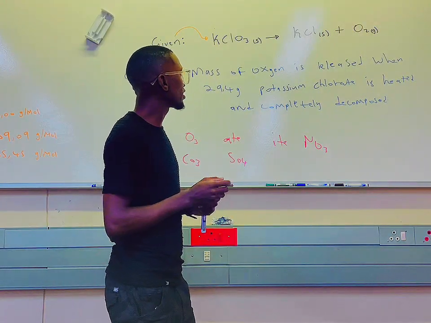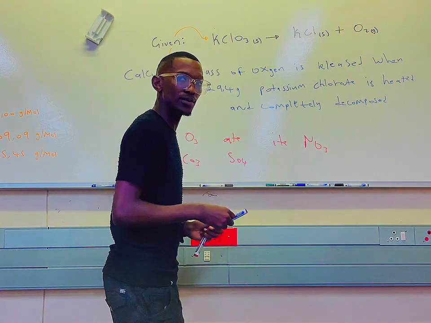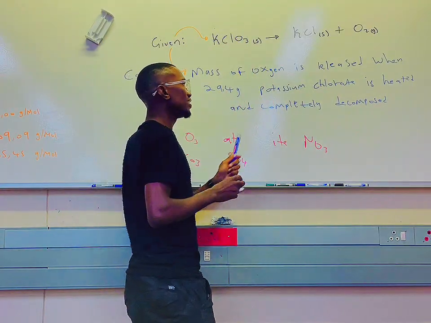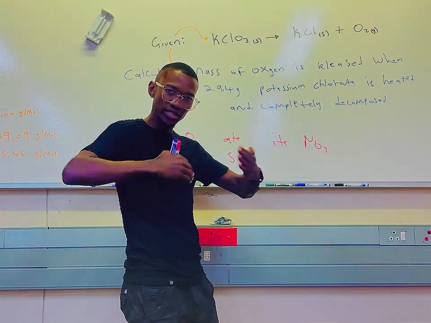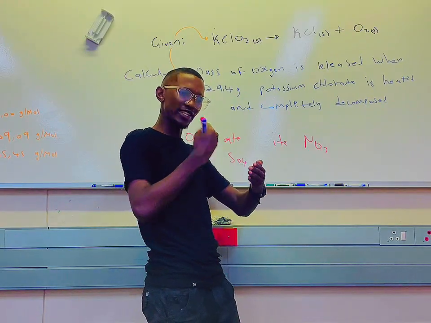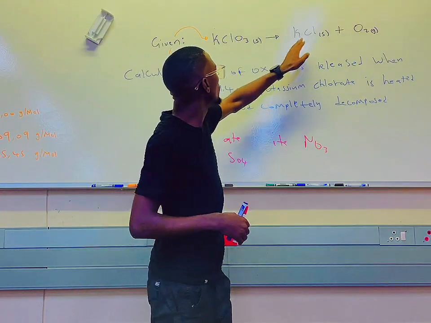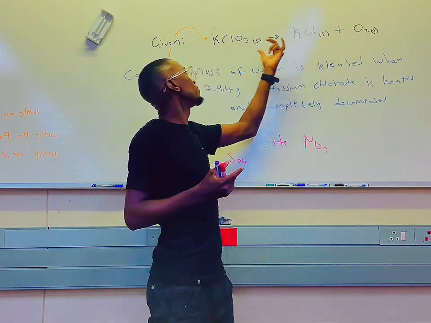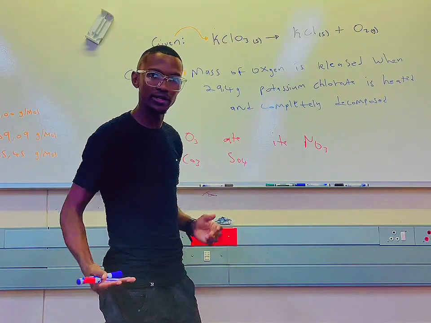When the 29.4 grams of potassium chlorate, what is the potassium chlorate? This guy. So I'm given the mass of potassium chlorate when it's heated and completely decomposed. To decompose is to break a substance or a chemical bond into pieces, into different parts. So you can see they had to decompose this into these. These are the parts, the reactants, that were used to form this. Now when we want to break it down, we are decomposing it. Okay, awesome.